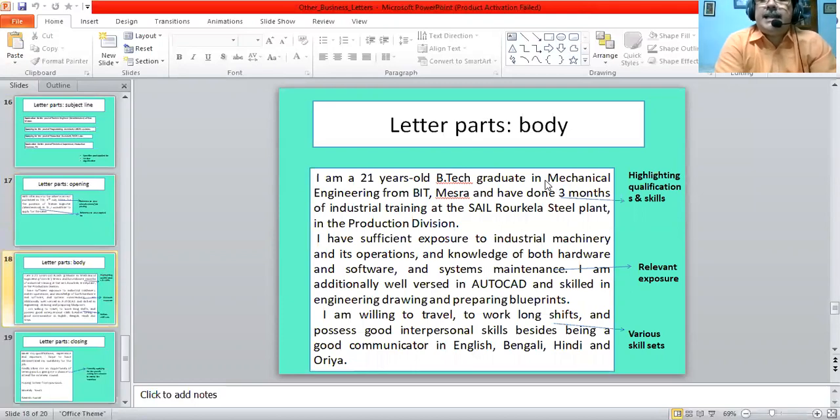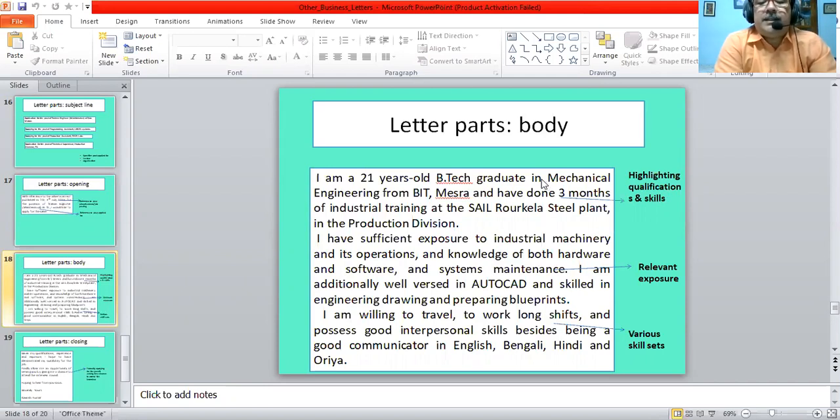Body of the letter, highlighting the qualifications and skills. I'm a 21 years old BTech graduate in mechanical engineering from BIT Mesra and have done 3 months of industrial training at the SAIL Rourkela steel plant in the production division. I have sufficient exposure to industrial machinery and its operations and knowledge of both hardware and software and systems maintenance. I am additionally well versed in AutoCAD and skilled in engineering drawing and preparing blueprints.